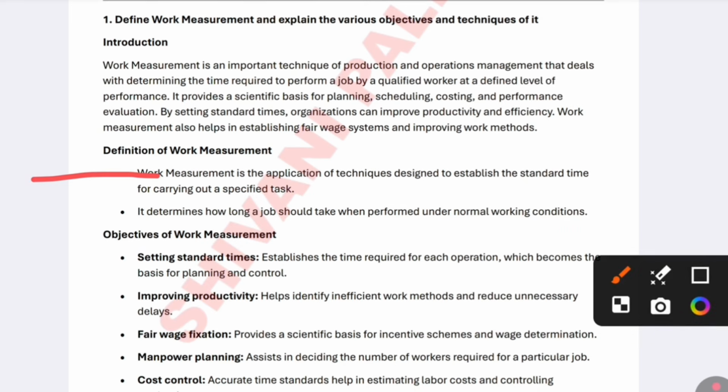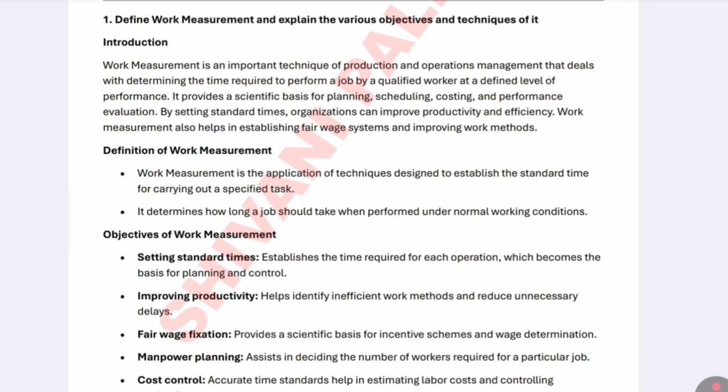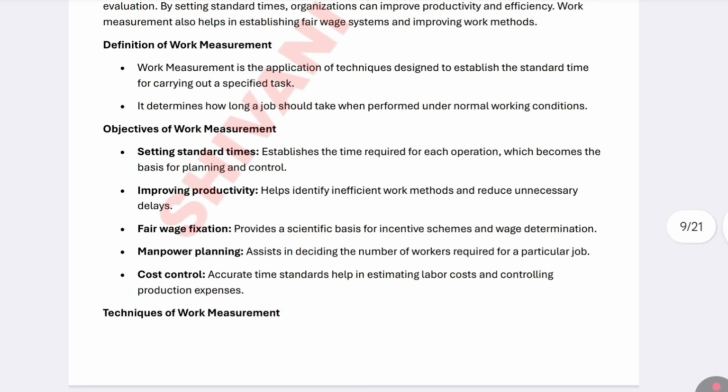The first definition: work measurement is the application of techniques designed to establish the standard time. In an organization, what is the standard time? Every organization will say you need to work a minimum of 6 hours, or a minimum of 5 hours, compulsorily. That is the standard time. To keep the standard time for performing a specific task, the work measurement concept is useful. It means how long the job should take under normal working conditions, like 9 hours a day, in which you can take a 1 hour break, and 8 hours is the complete working day. Then what are the objectives of work measurement?